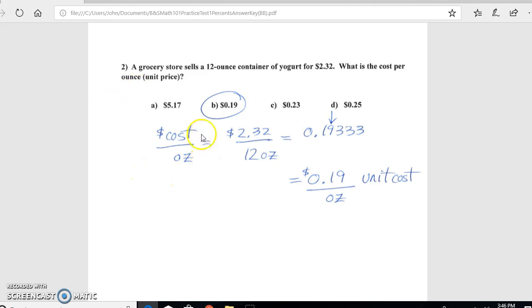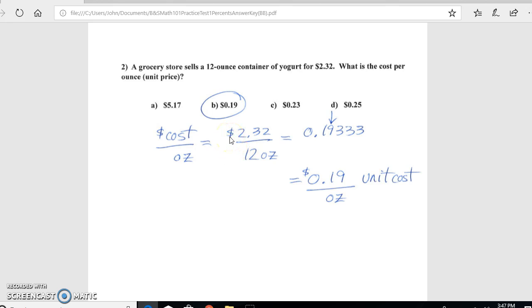And what I'm showing you here is that the cost in these type of problems is always on the top, the cost, and then we divide by the number of ounces on the bottom. It could be pounds, it could be any other kind of unit, but money is always on the top. In this case, we have $2.32 for 12 ounces. So a fraction is always the top number divided by the bottom.